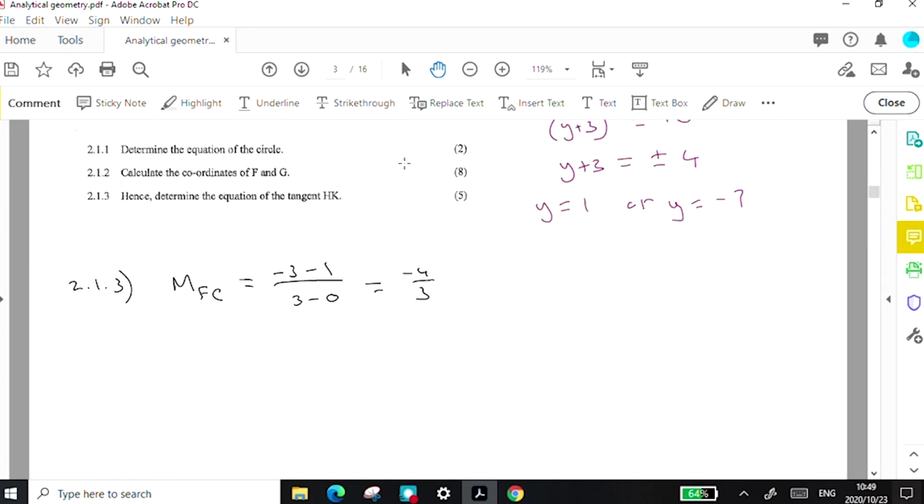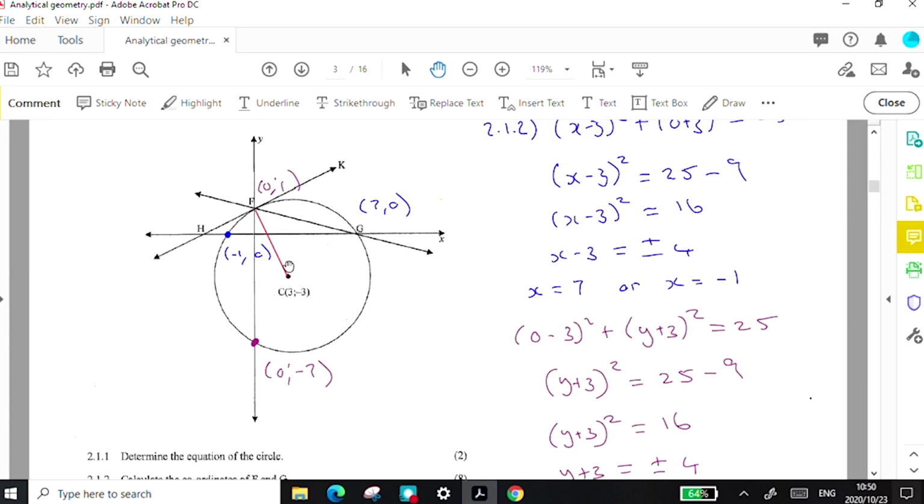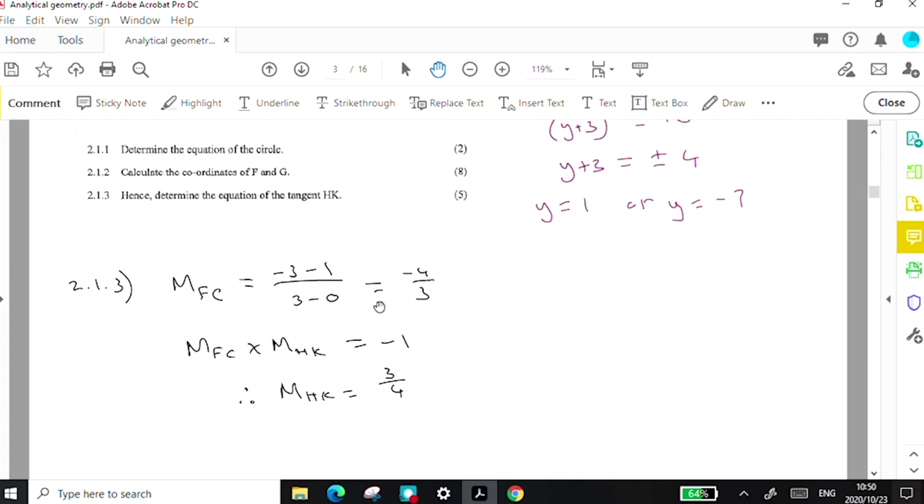That implies that the gradient of FC times the gradient of HK is equal to minus 1. Therefore, the gradient of HK should be equal to 3 divided by 4, since these two are perpendicular. So we have the gradient of HK.